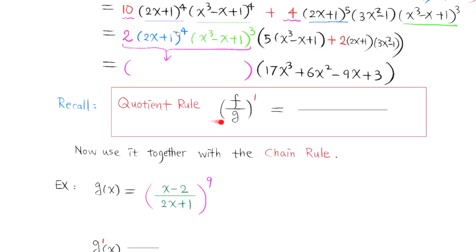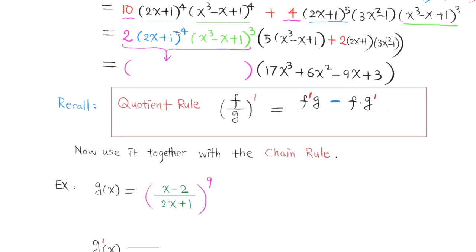Now we go to the quotient rule. The quotient rule says that if you differentiate the quotient of f with g, that will be f prime times g, plus or minus? Minus. Yeah, minus f times g prime.